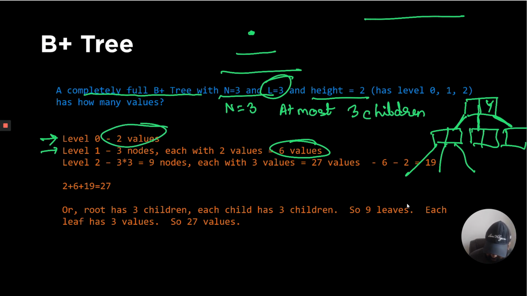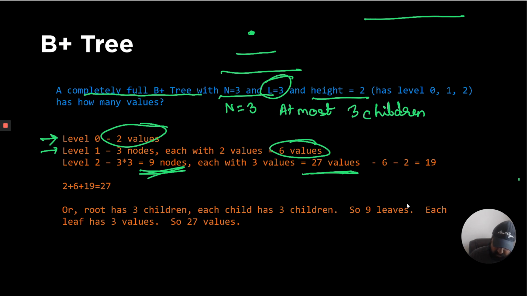Finally, in level 2, you are going to see there are 3 different values in each node, and we have 3 nodes per node at level 1. So you basically are going to have 9 different nodes, and 9 times 3 is 27. Now we subtract the values 6 and 2 from this, because these values are basically repeated. So the total number of unique values in this question is going to be 19.